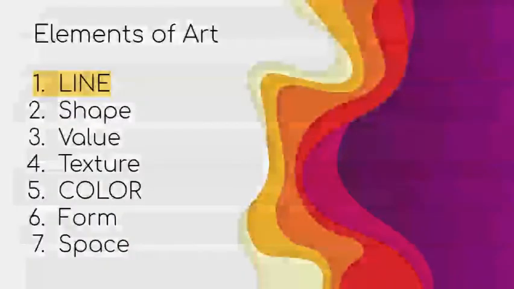Here are some examples of the inspiration behind our lesson. Notice that even though each of these are different, they all focus on line. Line is one of the 7 elements of art, as well as shape, value, texture, color, form, and space. These are the spices that artists use to create beautiful artworks.